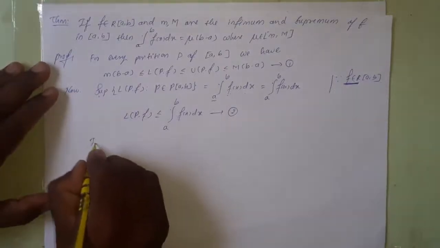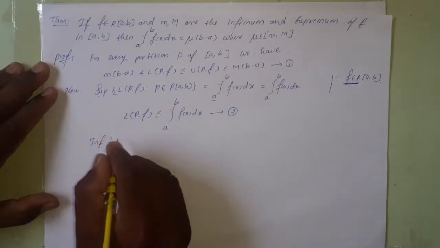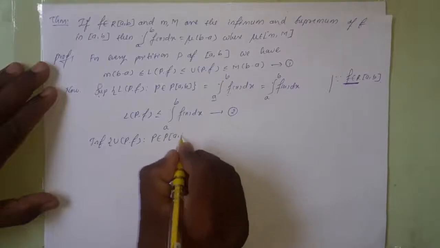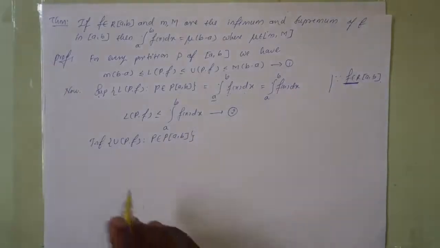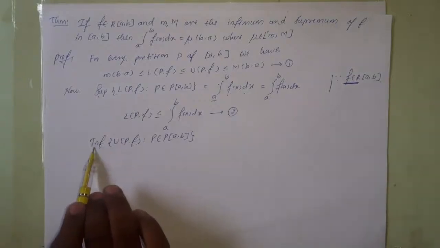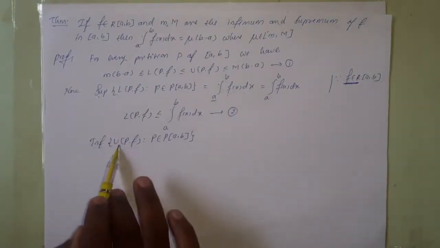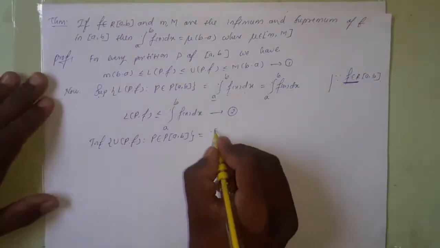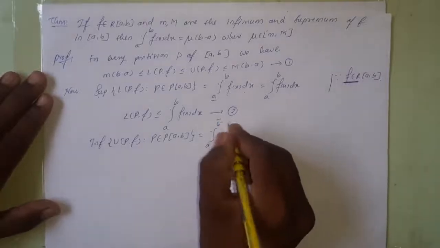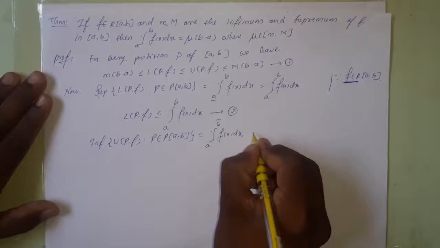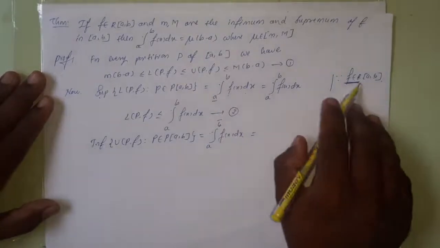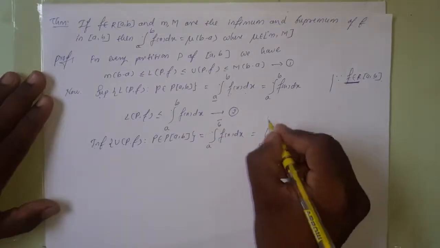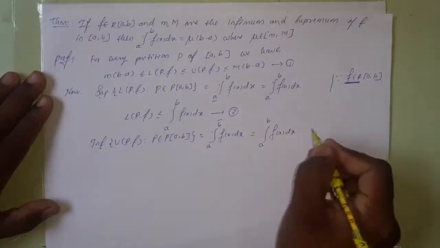And now consider the infimum of all upper sums, where P is a partition of the closed interval [a, b]. The infimum means the lower bound of all the upper sums, and it is equal to the upper Riemann integral by definition. Already we know that f is a Riemann integrable function, so this integral can be written as the integral over a to b of f(x) dx.